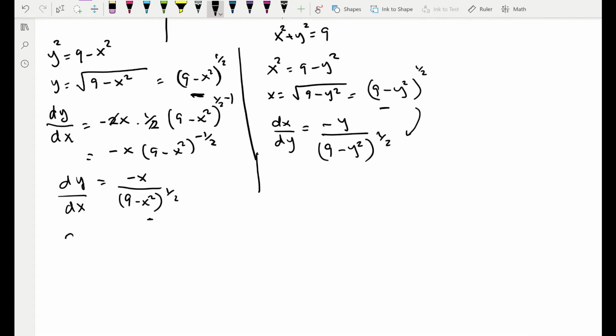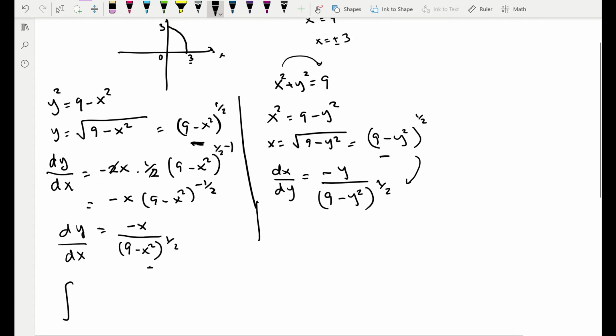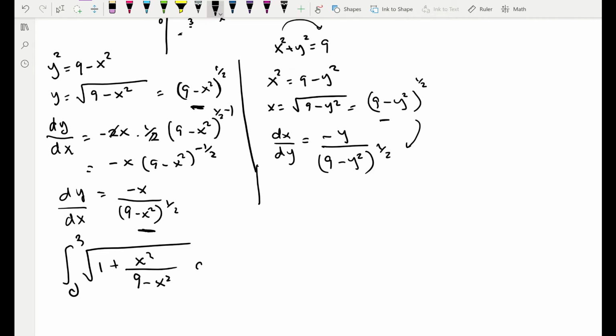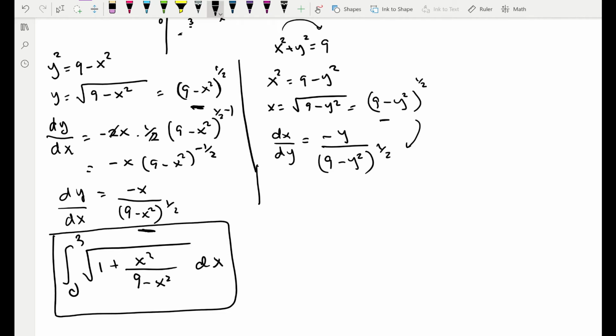So here, if you're setting up the integral for x, you're going from x value 0 to 3. So it's the square root of 1 plus the square of this term. If you square minus x, it's x squared. If you square (9 minus x squared) to the half, the half and the square cancel out. So you get 9 minus x squared. So this is the integral that will give you the arc length, and it's represented using x.